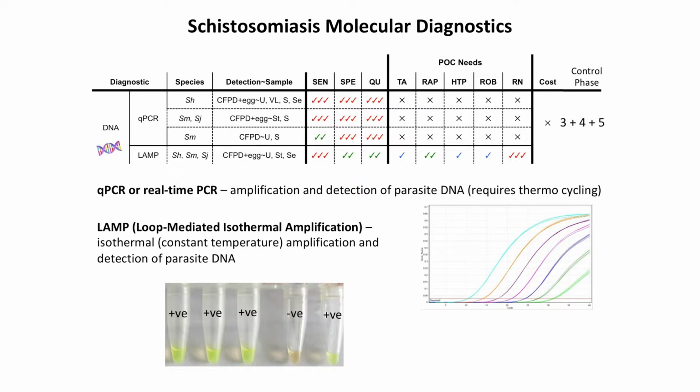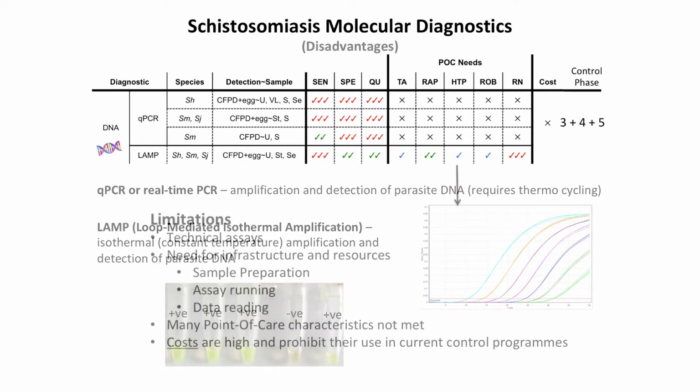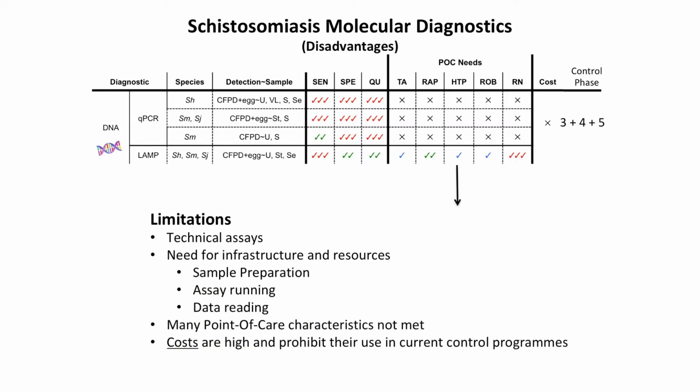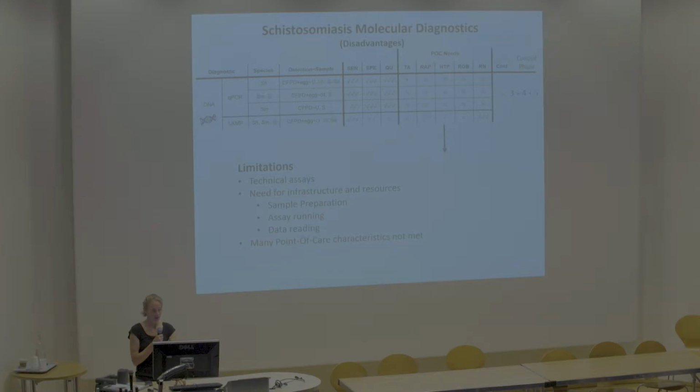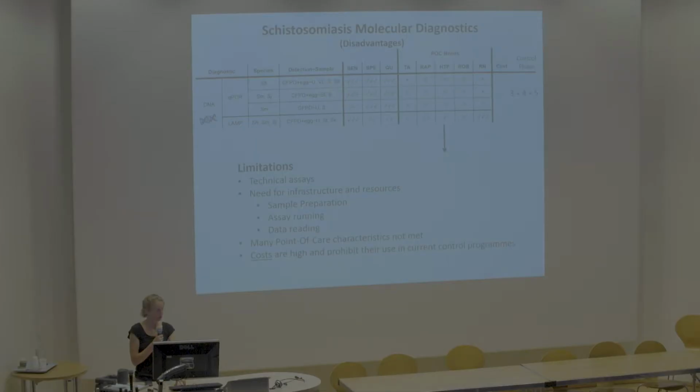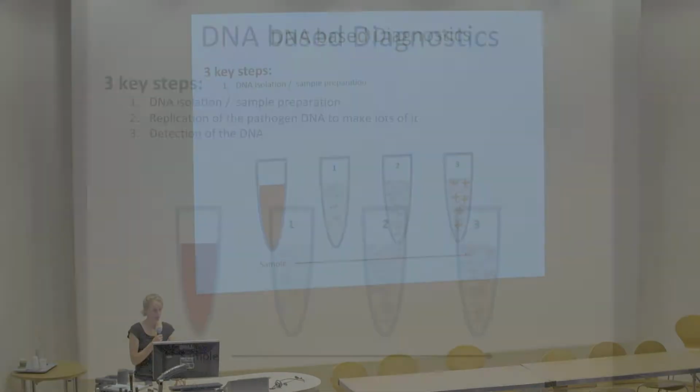So qPCR and LAMP have been developed, but there are limitations. They're often very technical. You need infrastructure and resources. One of the big hurdles is the sample preparation, assay running time, and actually how to interpret that data. So the point of care characteristics is not often met. Also the cost is high, and this is really stopping their use in control programs.